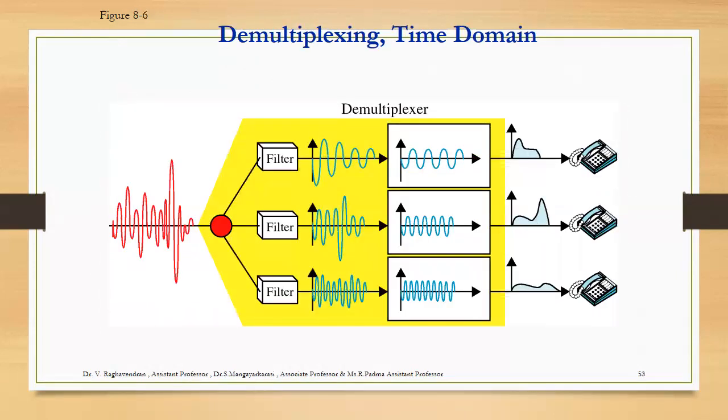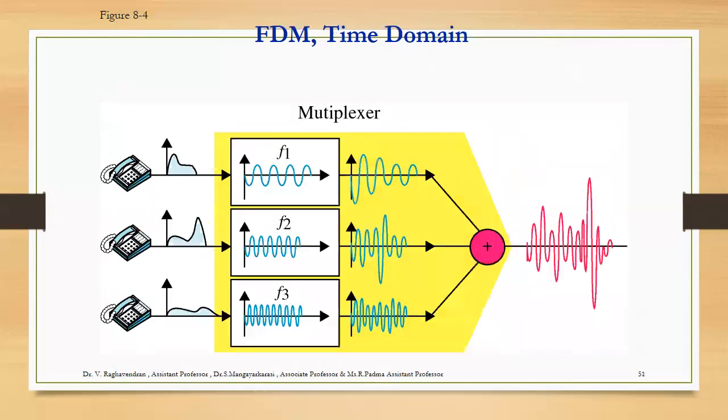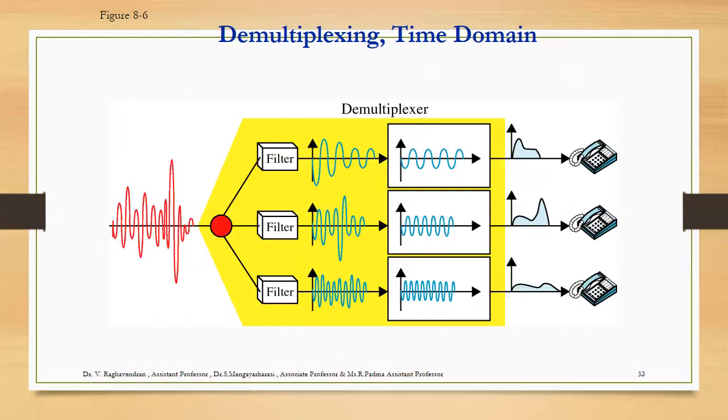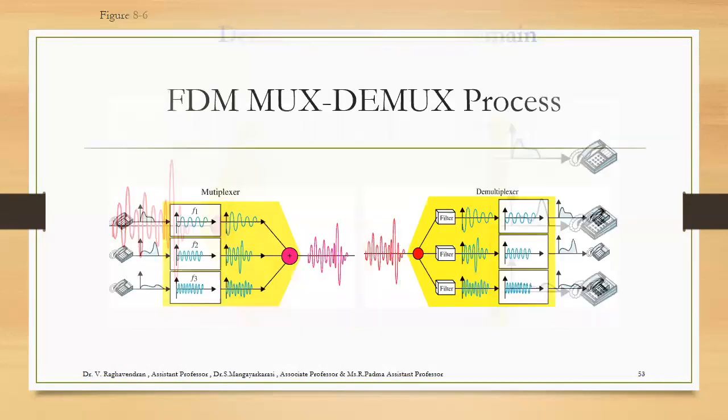It will enter the demultiplexer. That means the single composite signal is entered. Here we are going to use the filters. The filters convert the single composite signal into separated signals. Based on the frequency range, the same signals are transmitted to the corresponding telephone lines. So what is generated by the sender side is transmitted to the receiver side. This diagram shows the FDM multiplexing and demultiplexing process in a single diagram.